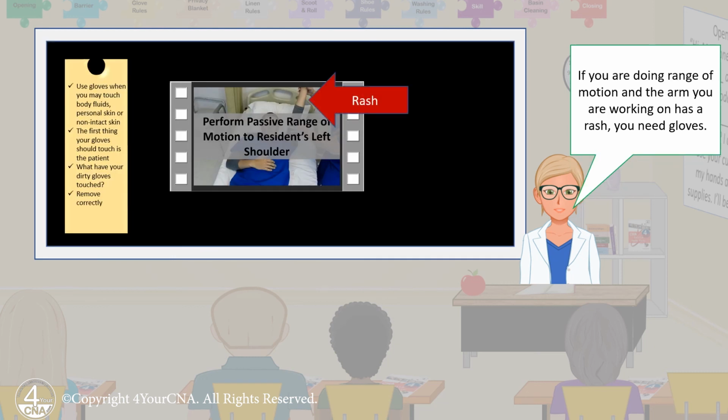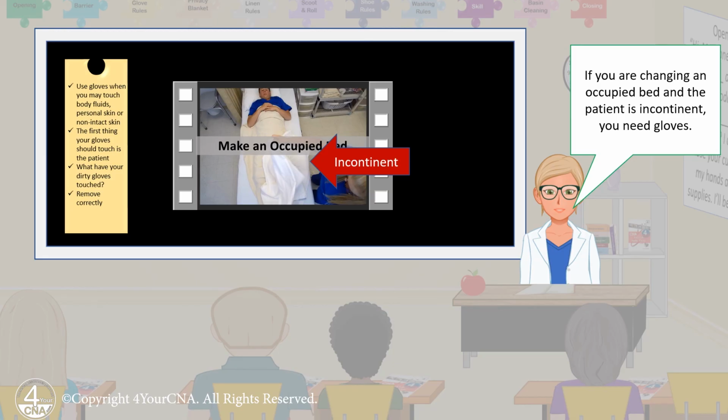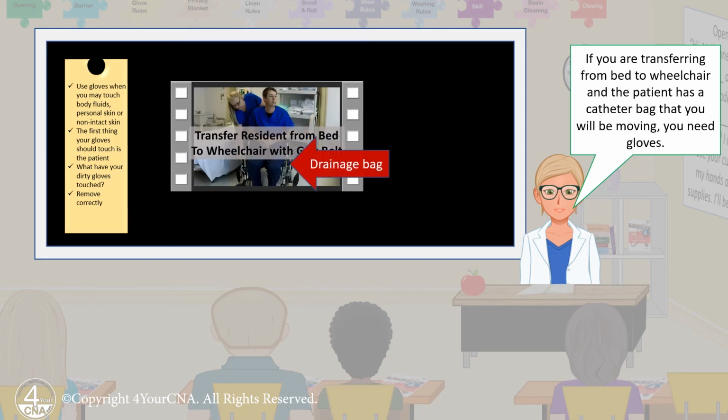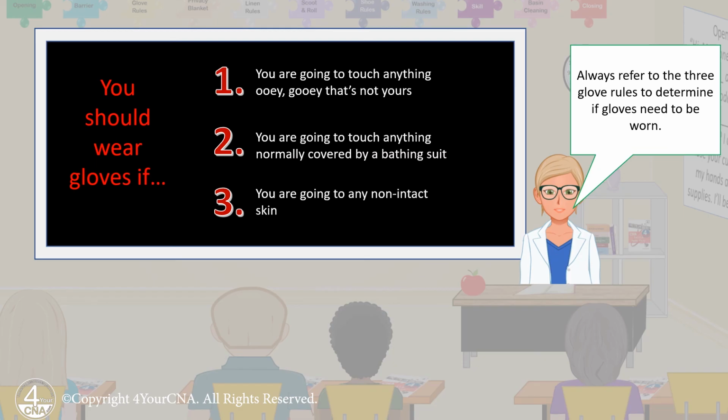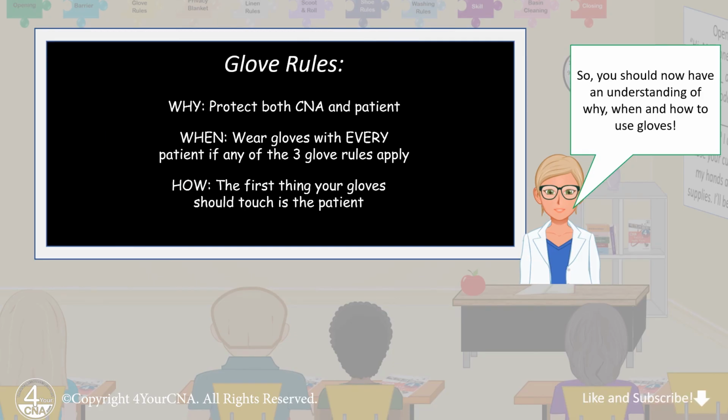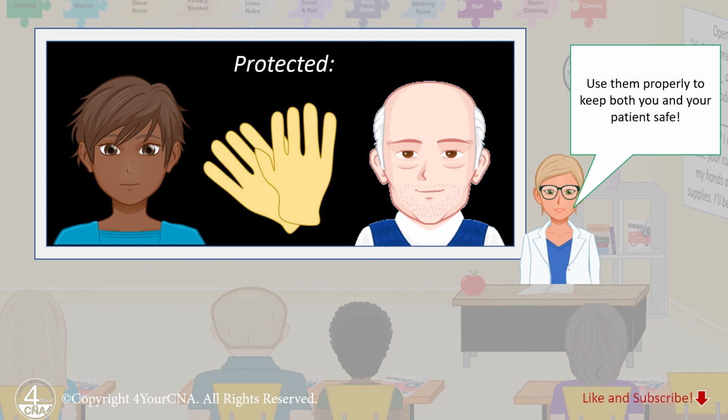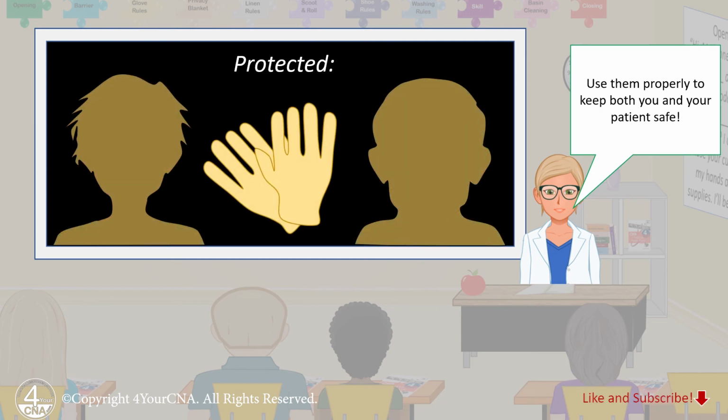If you are doing range of motion and the arm you are working on has a rash, you need gloves. If you are changing an occupied bed and the patient is incontinent, you need gloves. If you are transferring from a bed to a wheelchair and the patient has a catheter bag that you will be moving, you need gloves. Always refer to the 3 glove rules to determine if gloves need to be worn. So you should now have an understanding of why, when, and how to use gloves. Use them properly to keep both you and your patient safe.